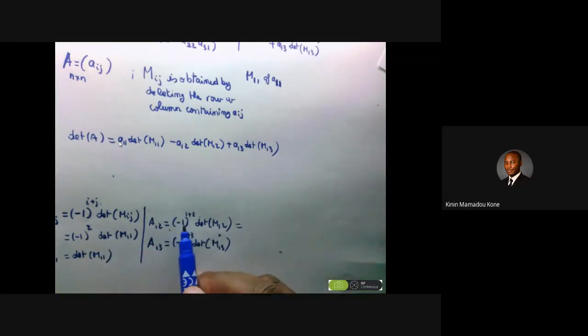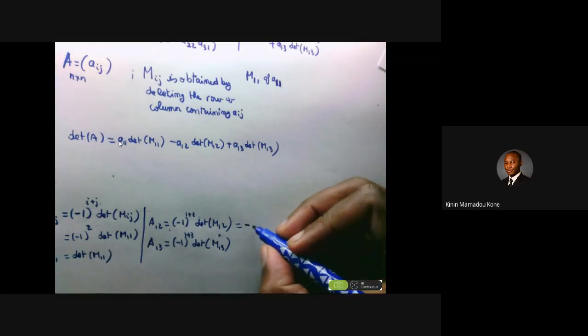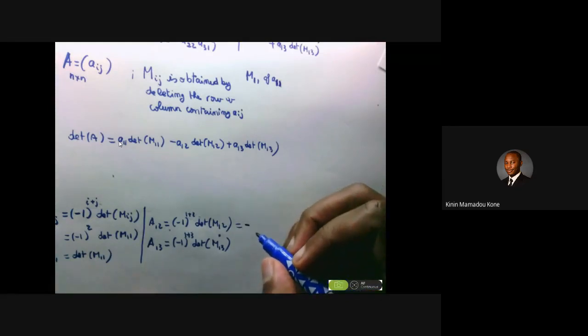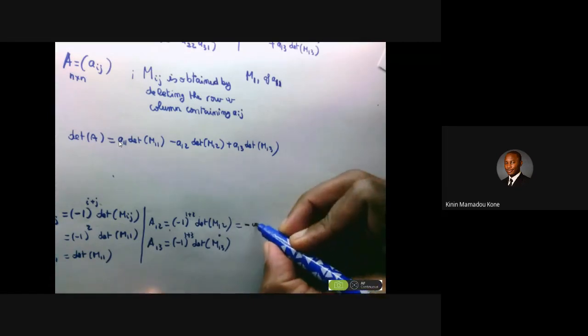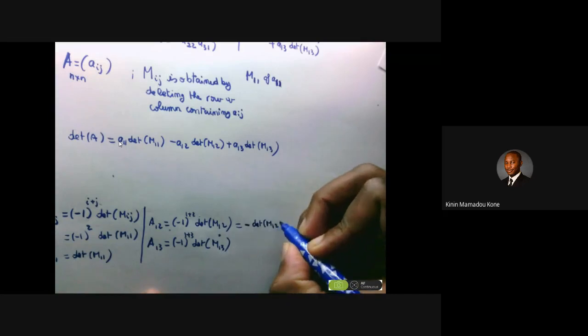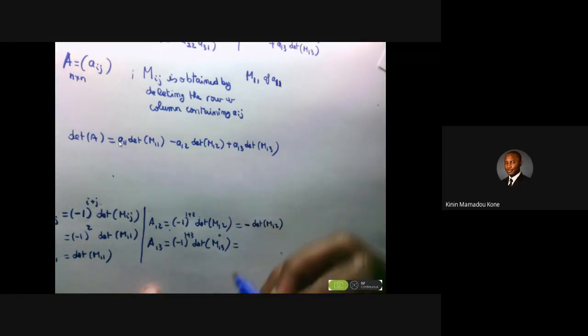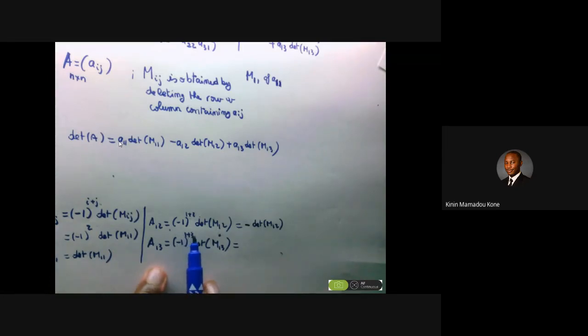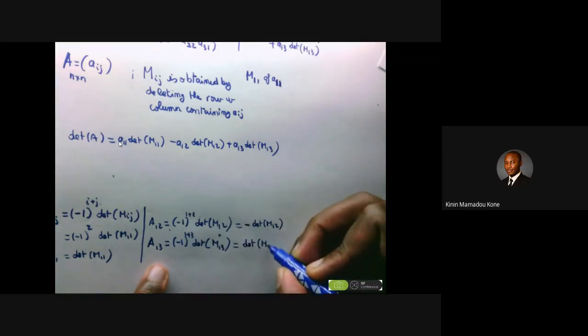So A12 is going to be negative 1 raised to the cube, and negative 1 cubed is just negative 1. So negative 1 and the determinant of M12. The next one, A13, is equal to negative 1 raised to the power 1 plus 3, determinant of M13. That's going to be a positive number because the power is 4. So I get the determinant of M13.